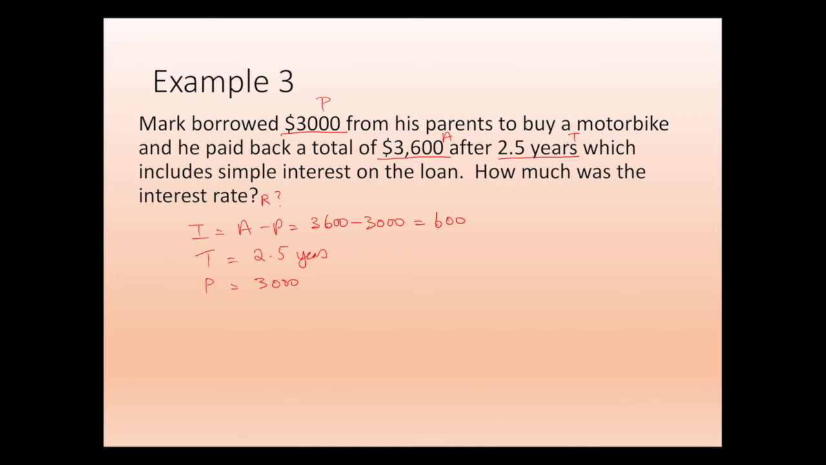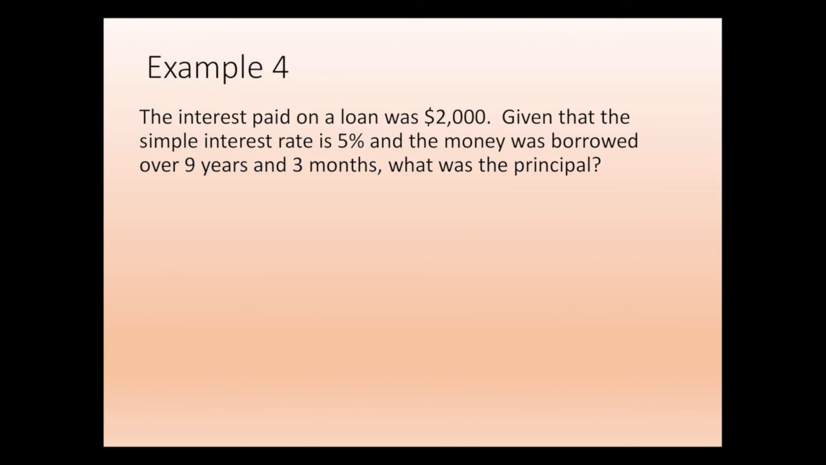And then P is actually $3,000. So therefore, we know that I equals PRT, and the rate R is I over PT, equals $600 over 3,000 times 2.5. All right, so therefore R is 0.08, which is 8%. We should say it per annum because we are working out in terms of years.